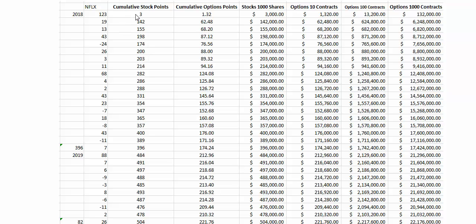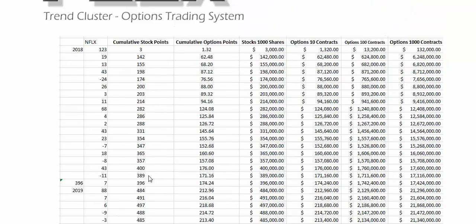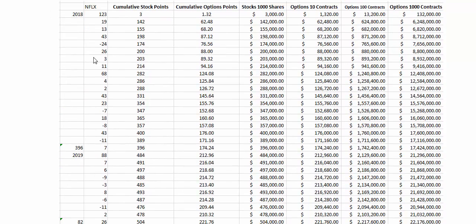So, cumulative stock points. We did a couple of formulas to take all these stock points and just keep adding them up. So you can see here, over a year and 5 months, where the results stop, not for any reason, we just ran out of time, to that point where we took the sample track record.